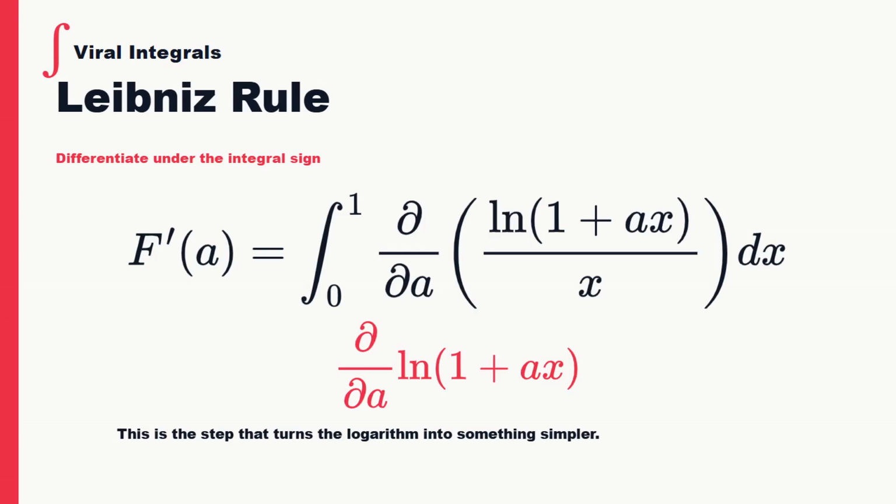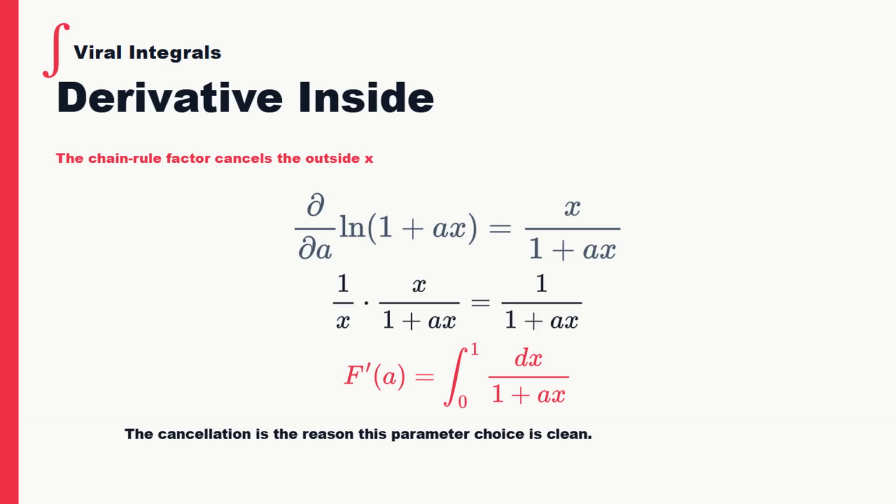Because the integration limits are fixed, the Leibniz rule lets us take a derivative of F of a directly by passing the derivative inside the integral, and then just taking the partial. The partial derivative with respect to a of natural log 1 plus ax is, using the chain rule and the rules for differentiating logarithms, x over 1 plus ax.